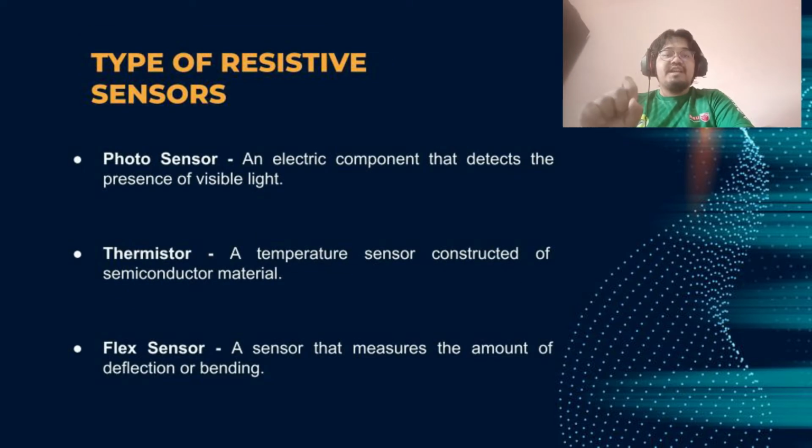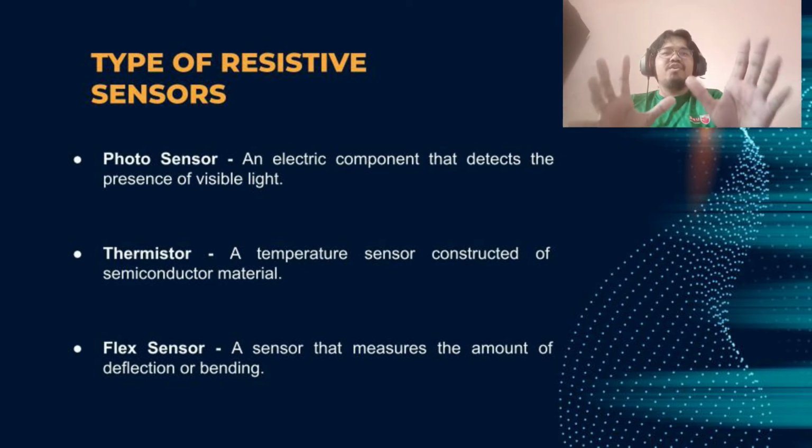For example, firstly is the photoresistor. A photoresistor is an electronic component that detects the presence of visible light. And one more thing about the photosensor is that it will react when there is a change in brightness. Secondly is the thermistor. It's a temperature sensor constructed of semiconductor material, and its resistance will change if the temperature changes, to give a reaction. And lastly, the flex sensor.